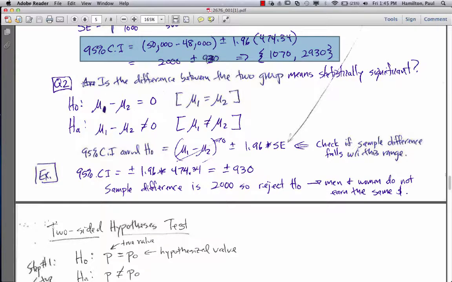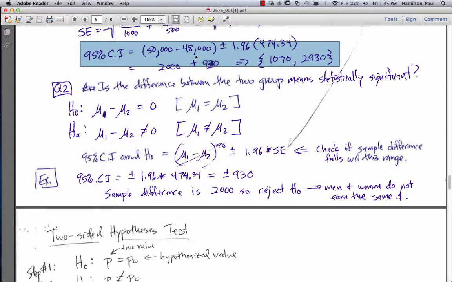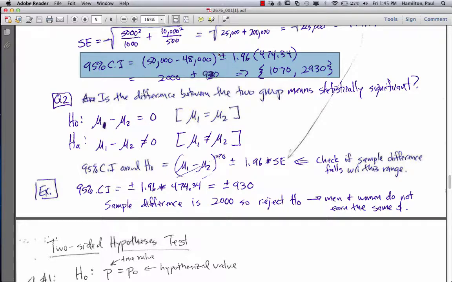Well, there are actually two parts to this. Let me back up a second. There are two parts to this whole lecture, a three-part series I think it will be. The first part is the 95% confidence interval. The point estimate is a $2,000 difference. If we say there is some sampling variability, then we could say with 95% confidence it is between $1,070 and $2,930.